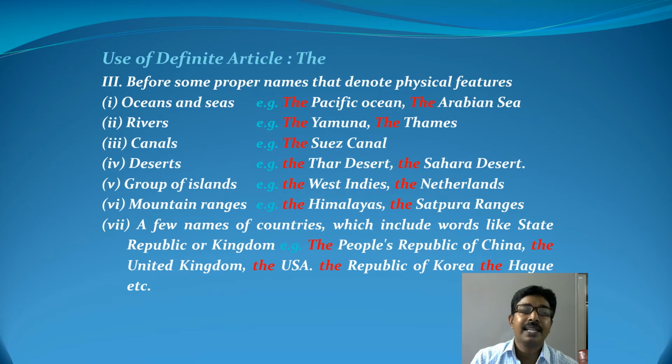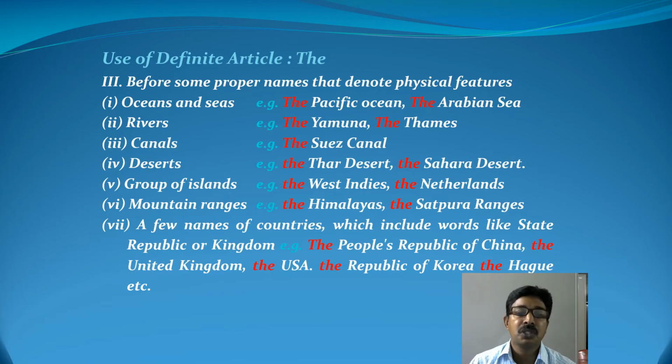Again, before the names of canals, the definite article the is used. For example, the Suez Canal. And before the names of the deserts, the definite article the is used. For example, the Thar Desert, the Sahara Desert, and so on. And the is used before groups of islands. For example, the West Indies, the Netherlands, and so on.